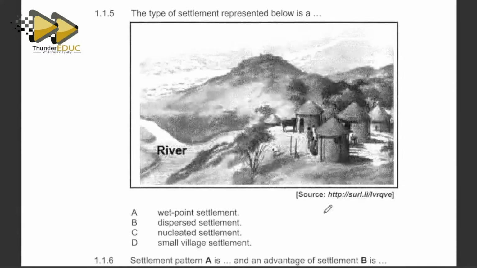When you're looking at the relationship of a settlement to its surroundings, then we have number 115. The type of settlement represented below is, right, we are seeing that there is a settlement here, and there is a river here just close to the settlement. So what kind of settlement is this one? Automatically, it means that settlement was established for the need to access water from the river. So the correct response is that settlement is a wet point settlement.